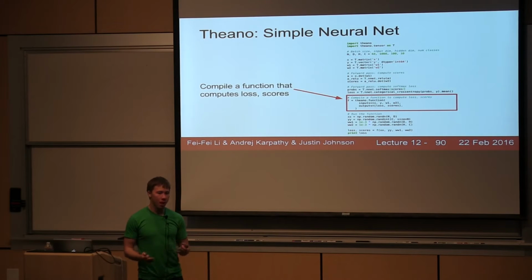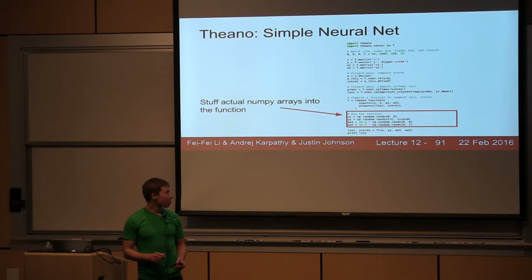Then we can compile this function. Our function will take our data, our labels, and our two weight matrices as inputs. As outputs, it will return the loss as a scalar and our classification scores as a vector. Now we can run this on real data just like we saw on the previous slide, where we instantiate some actual NumPy arrays and then pass them into the function.